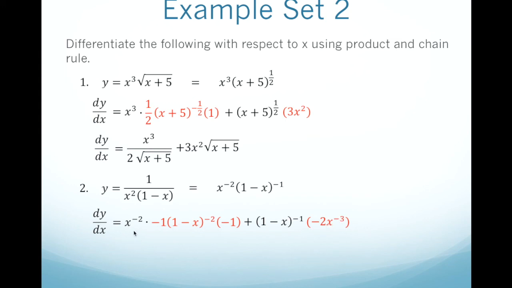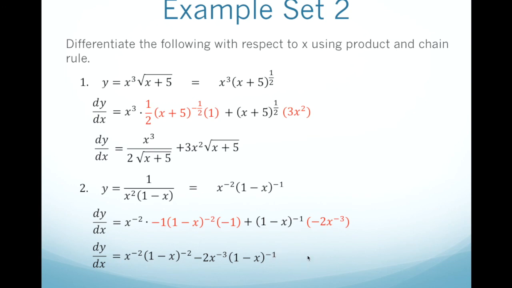Now don't be worried about this. Let's put this nicely. Negative 1 times negative 1 is positive 1. So that will just be x to the power of negative 2 times 1 minus x to the power of negative 2, plus minus, so it becomes negative here, 2x to the power of negative 3 times 1 minus x to the power of negative 1.